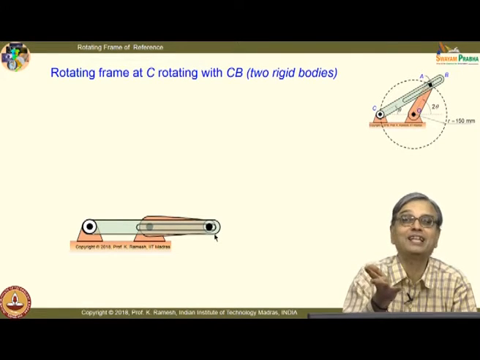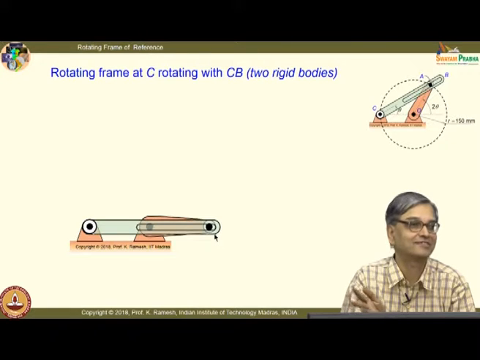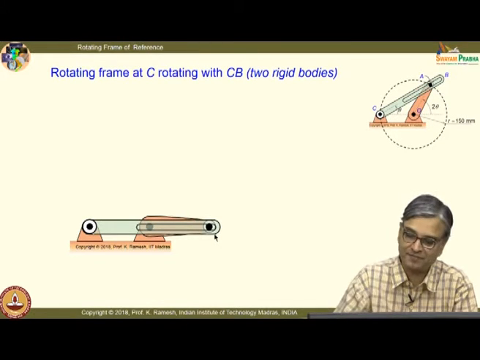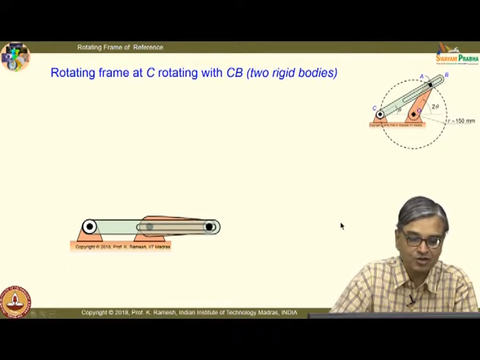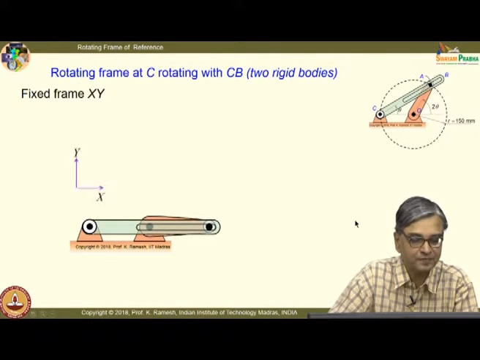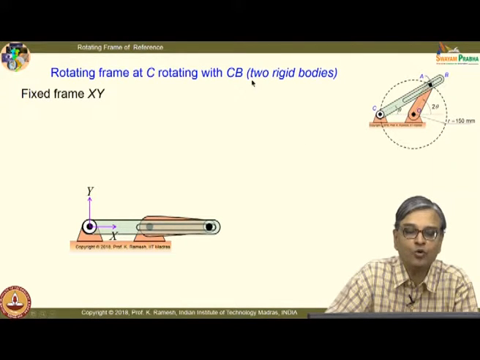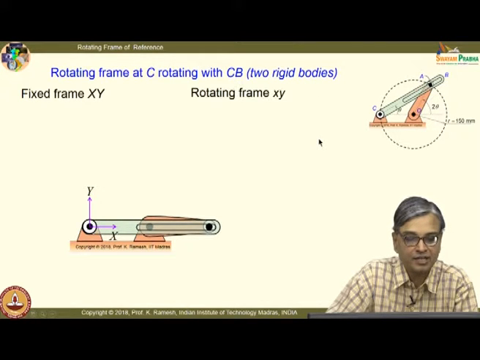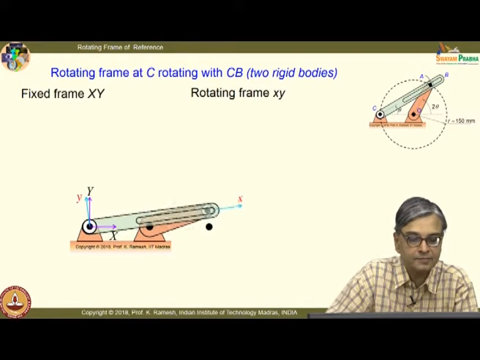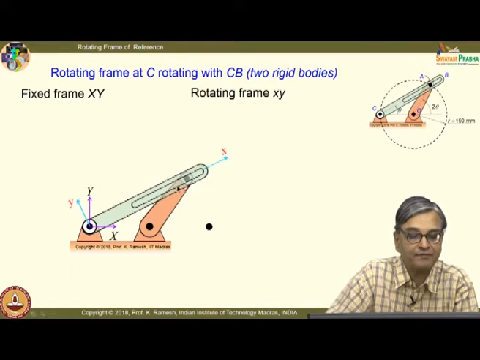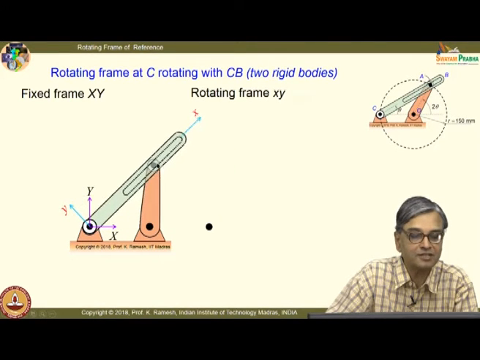Fine, that is what I want you to look at. So, just keep your observational skills as high as possible. I have a rotating frame of reference attached to this. I am now going to look at two rigid bodies. I have a rotating frame attached to the slotted member CB, and I have a frame like this, this is just moving.